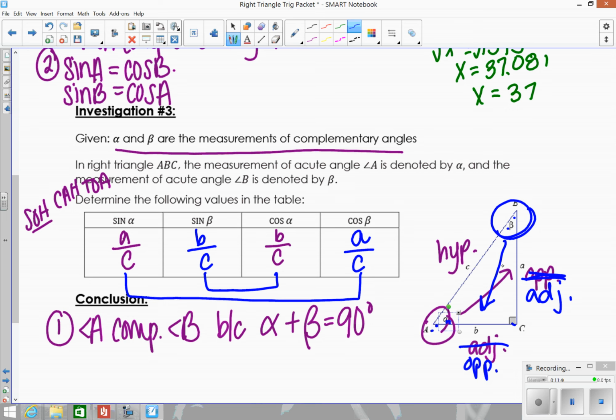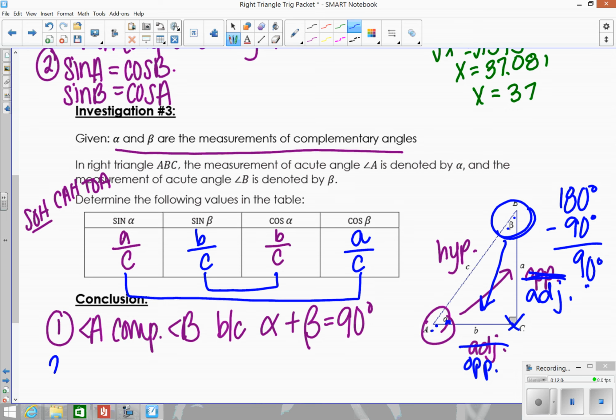So you have 180 minus the 90. That means that you have 90 degrees left, because you got rid of this, you have 90 degrees left split between these two angles. So that tells you these two angles have to add up to the 90 degrees. So these acute angles will always be complementary in a right triangle, which means that this conclusion will always hold true.